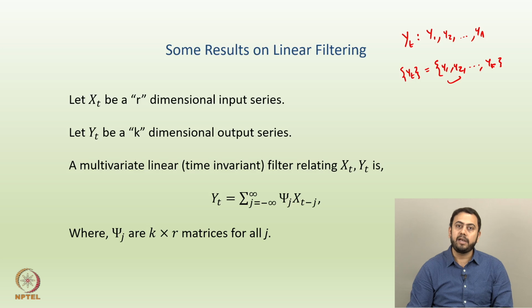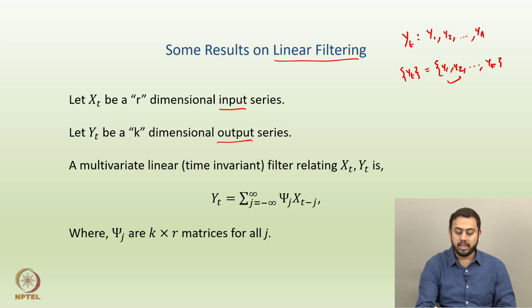Okay, so the slide in front of you discusses some results on a technique called linear filtering. We'll quickly try to understand what we mean by filtering, what we mean by linear filtering, and what ingredients go inside a filter. Let's say that you have xt, which is an r dimensional input series, and let yt be a k dimensional output series. Assume that you have some input variables and some time series structure which outputs an output series. So xt is a collection of r such random vectors, the input series, and similarly yt is a collection of k such random vectors, the output series.